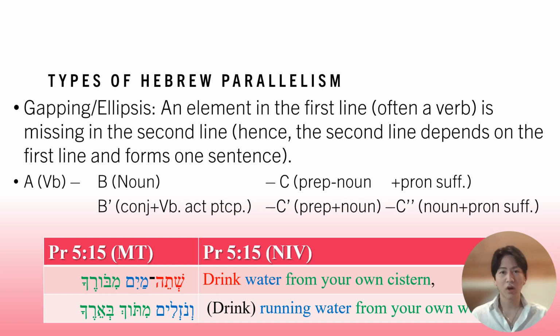We have an example in Proverbs chapter 5, verse 15. It reads, "Drink water from your own cisterns, running water from your own wells." Here you actually see that the verb drink, sheteh, is missing in the second line. Nevertheless, we know that the second line must be implying and borrowing this verb from the first line, because the command is to drink, this time running waters, from your own well.